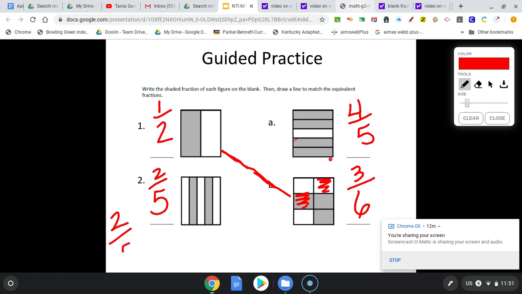2/5 would be equivalent to 4/10. 4/5 would be equivalent to 8/10. Good job, boys and girls. Way to go. Let's keep working.